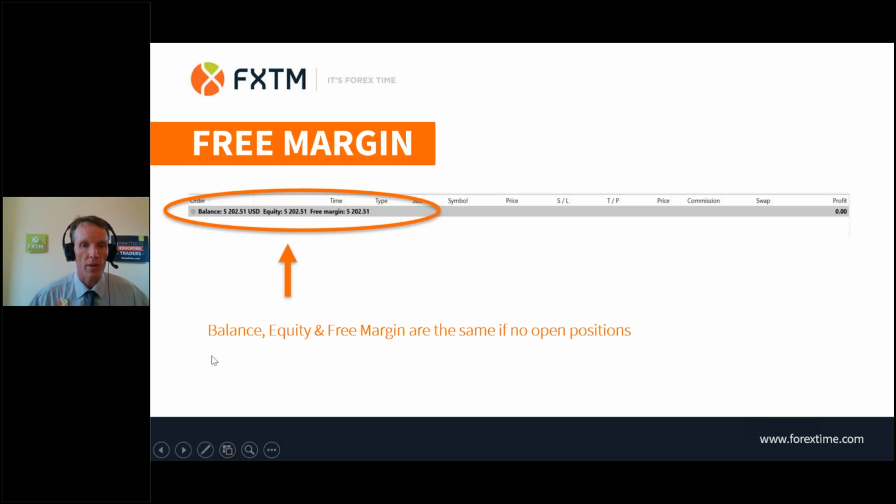It's not actually free margin here. The balance, the equity, the free margin. If you've got no positions open, then they're all the same, which is obviously logical. It becomes tricky, and that's why that's all put there. When you have a couple of positions open, then it becomes necessary to check that very carefully.